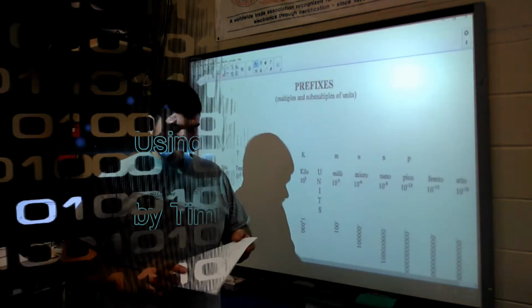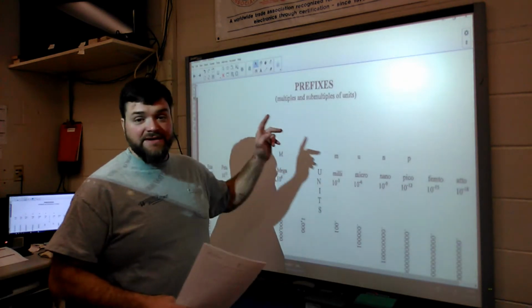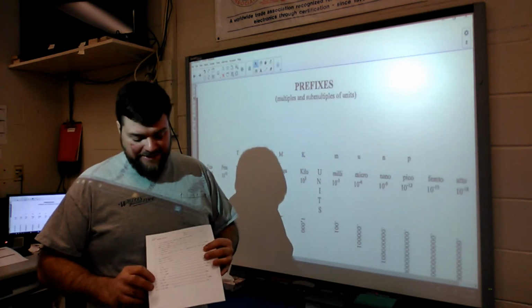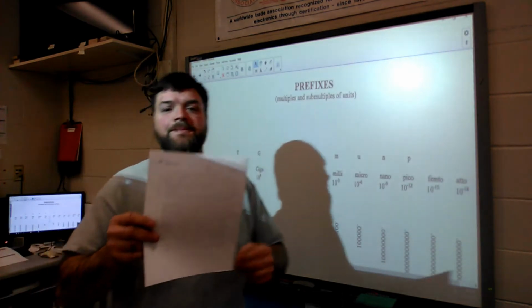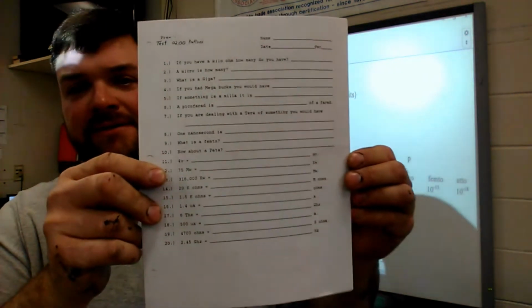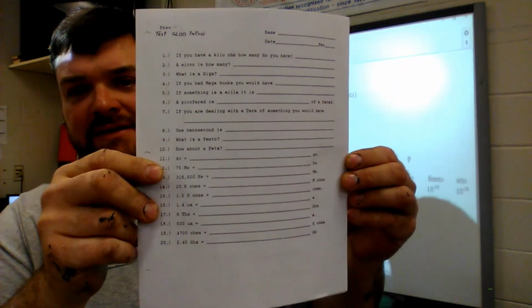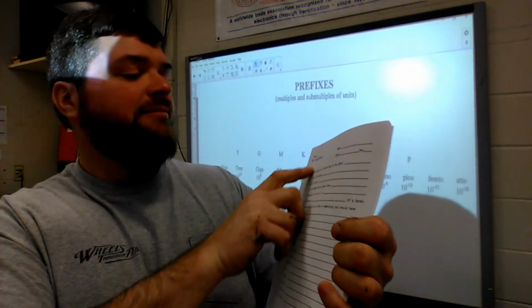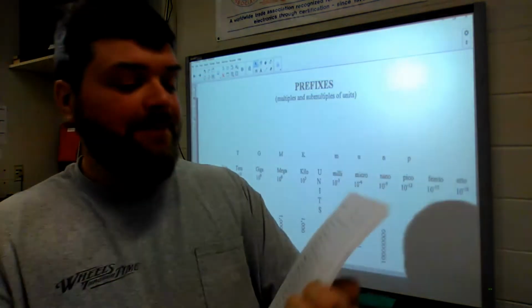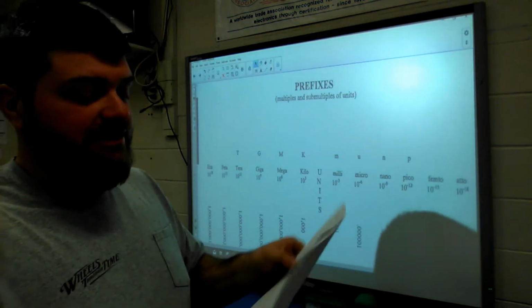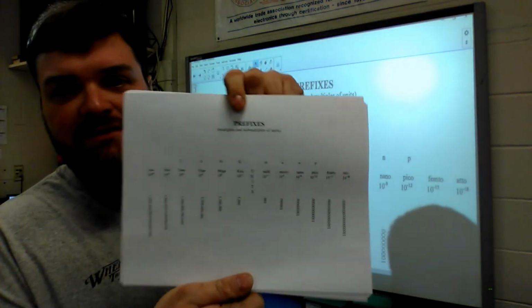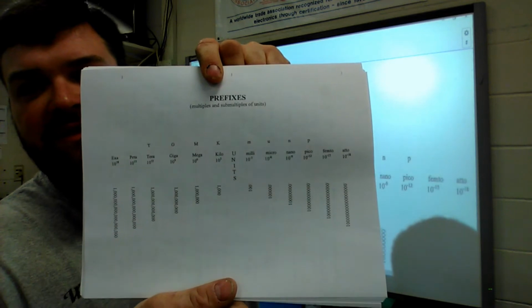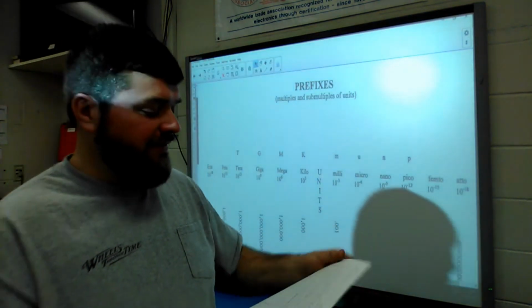Video one is going to be on metric prefixes. What we sent home was the paper. It looks like this. That's the paper we're working on. It says pre-test at the top. Also with that, you should have the prefix sheet that I have on the screen. So if you have both of those, you're good to go.